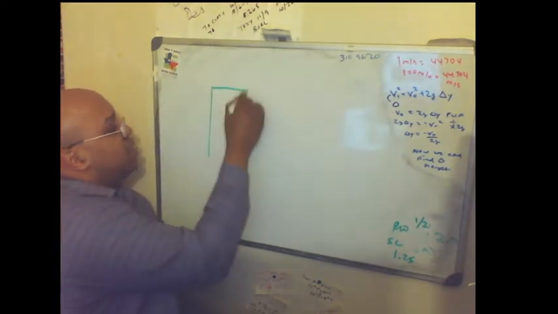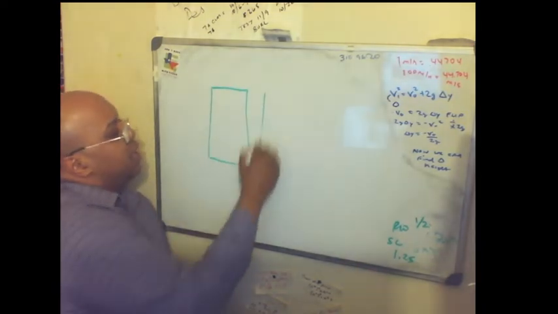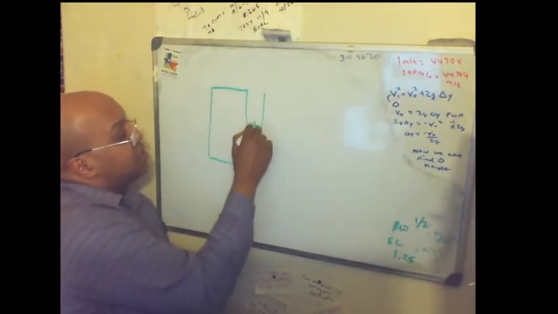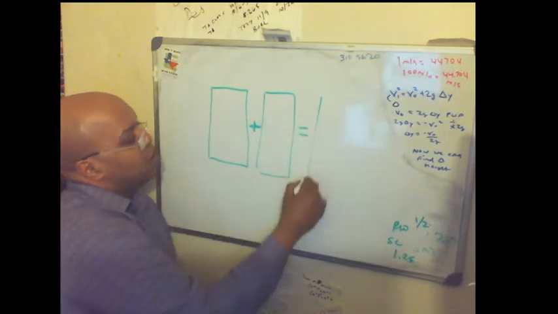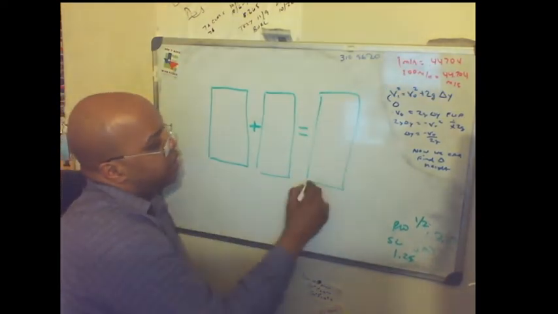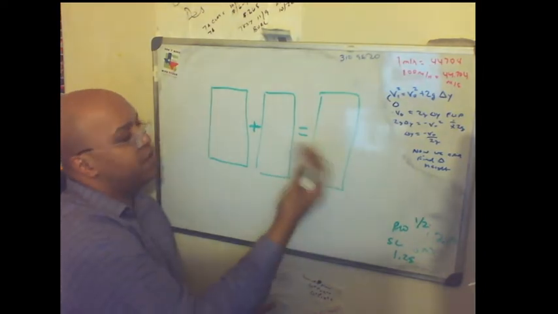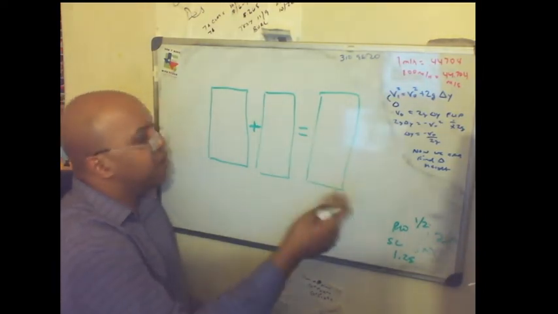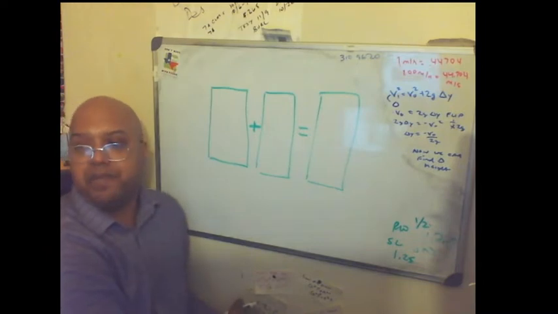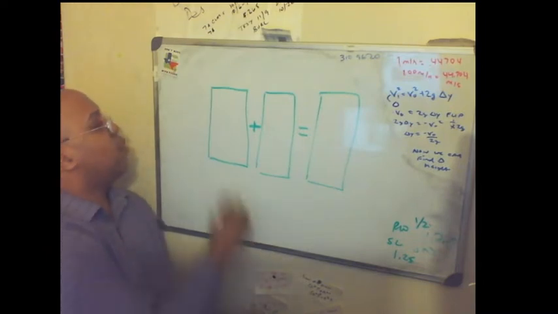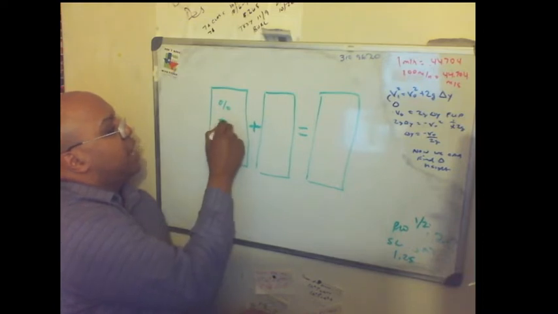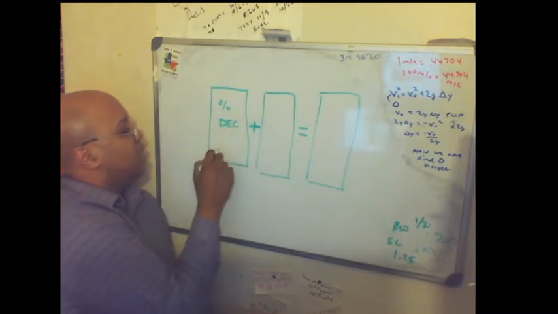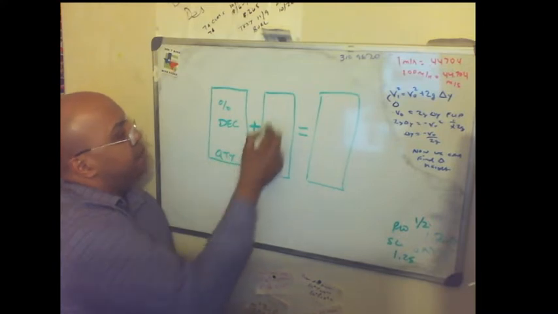Alright, so I have a container 1, and I have a plus sign in the middle, and there's container 2, and it's going to equal our new container, which is going to have a new number of units, ounces, liters, pounds, whatever. And then this is how it works. Alright, the percentage, and then I have DEC for decimal, and then I have QTY.